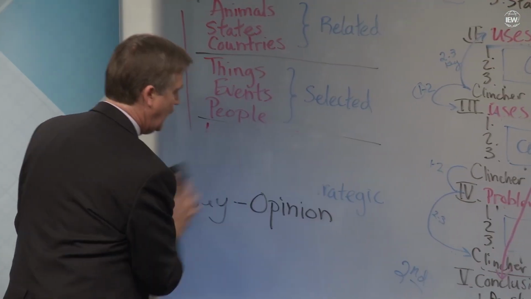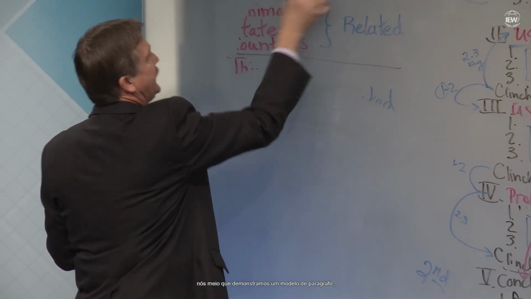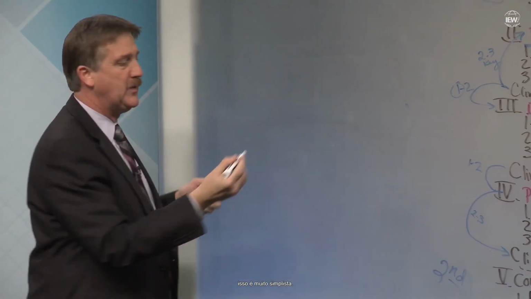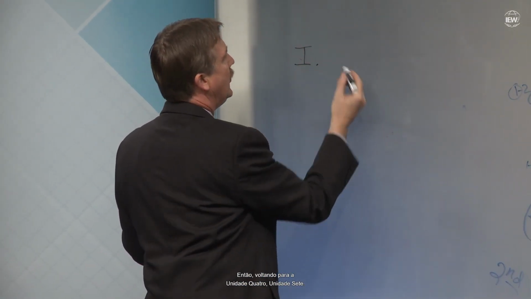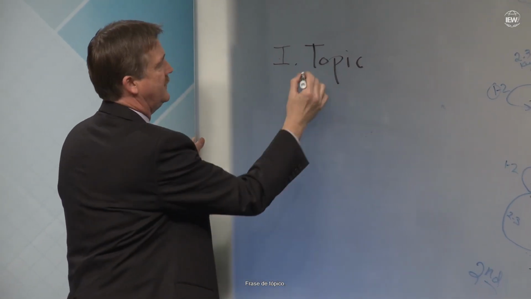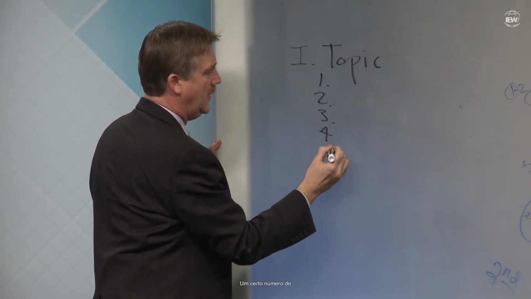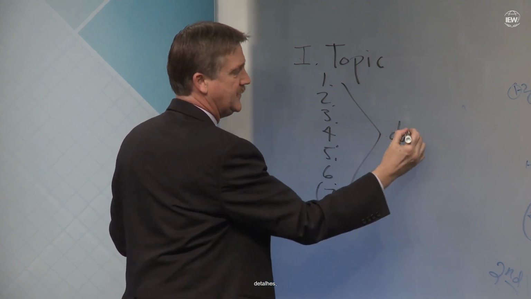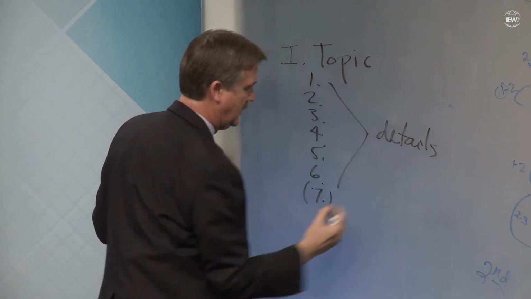So we have kind of given a paragraph model which is very simplistic, right? So going back to Unit 4, Unit 7. Topic sentence. Certain number of details. Clincher.